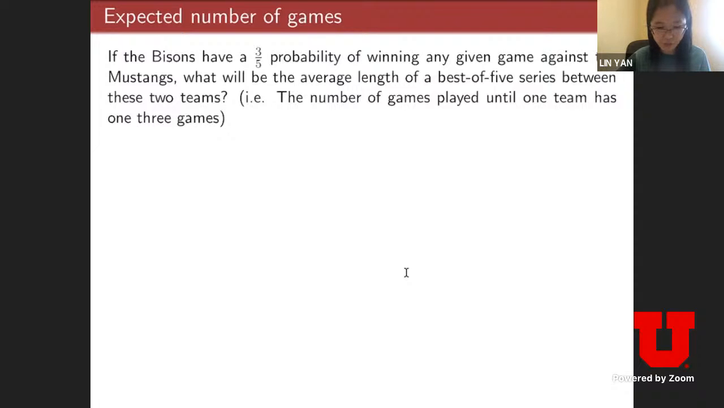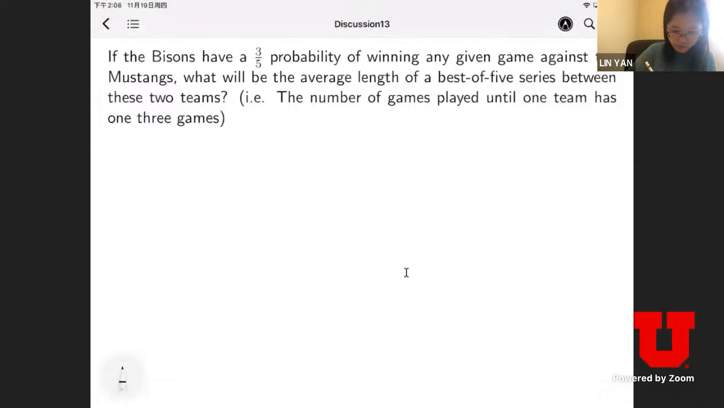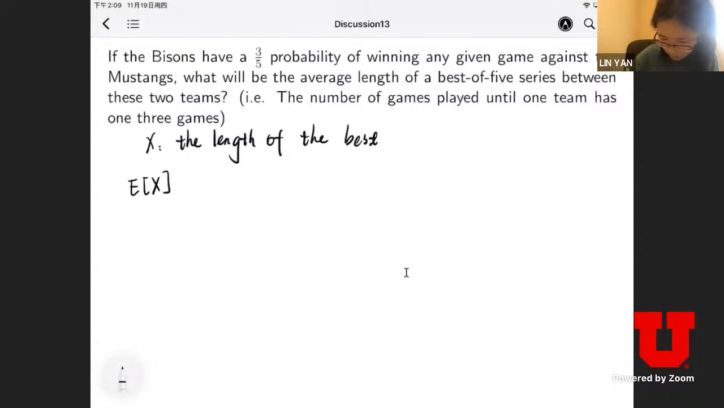Okay, this question is about expected value. So we need to identify what X is and then calculate the expected value of X. So can anyone tell me what X is? In this question, X can be the length of the game. So can anyone tell me what X is?